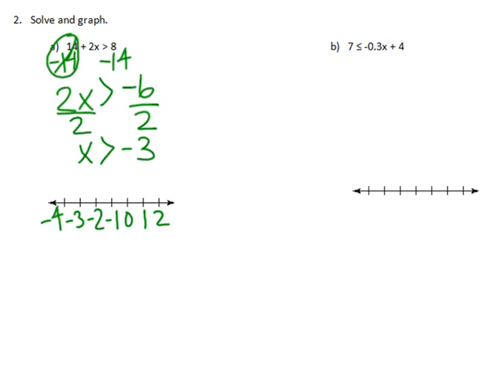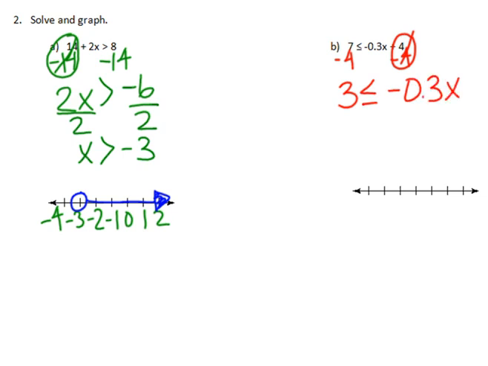And then this is greater than, so I'm going to use an open circle, and all the numbers that are bigger than negative 3 are on the right. So this is what your graph of the first one would look like. Okay, next I'm going to subtract 4 from each side. So that's your 0 pair. We'll have 3 is less than or equal to negative 3 tenths times x.